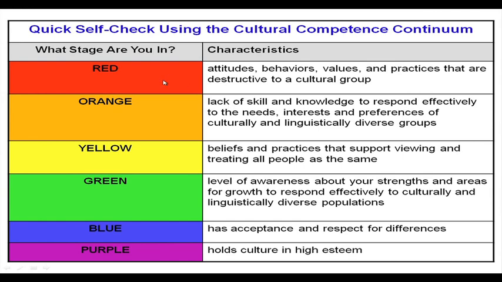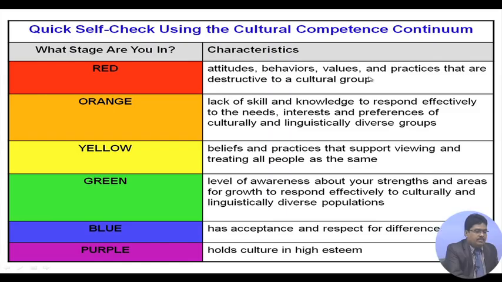Suppose you are a beginner, you are at the red light area, what you call red. This is your attitude, your behavior, values and practices. They are completely at a freeze stage, you can say. Then you are feeling threatened by other cultures, you are destructive, like the Hindu-Muslim fight, intergroup fight between Hindu and Muslim. That means you are at the red light area now. Now with education and training, you realize orange, where you are open to experience, but you don't have the required skills and knowledge.